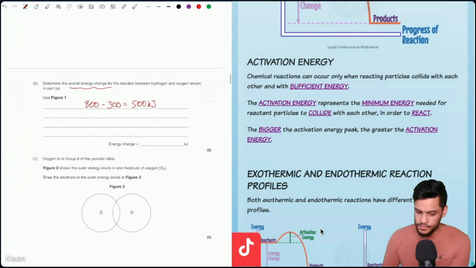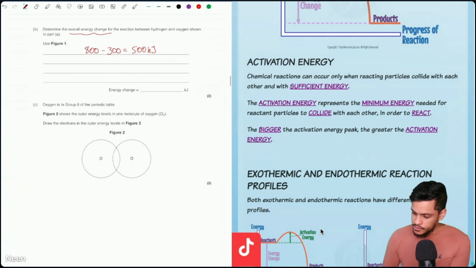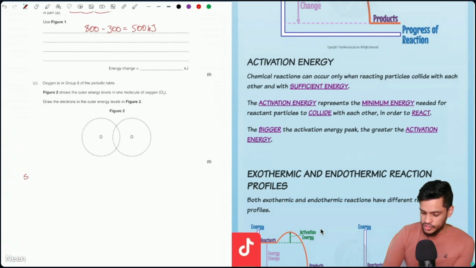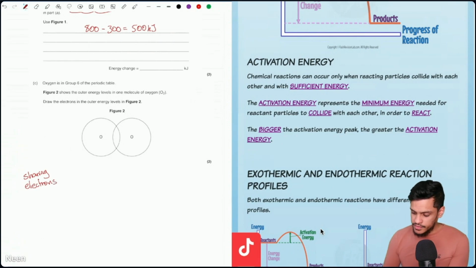Okay, on to the next one. So this question is all about covalent bonding. In covalent bonding, it's all about sharing electrons.